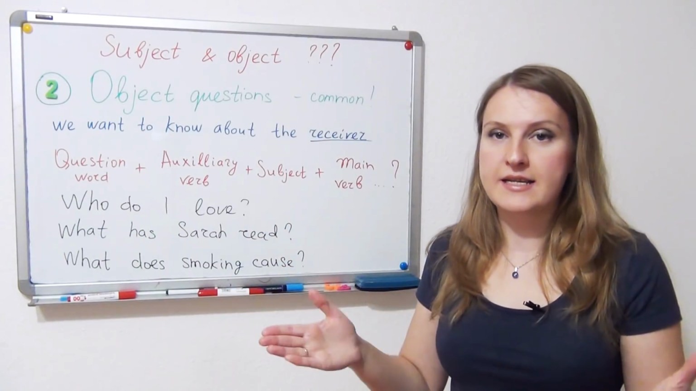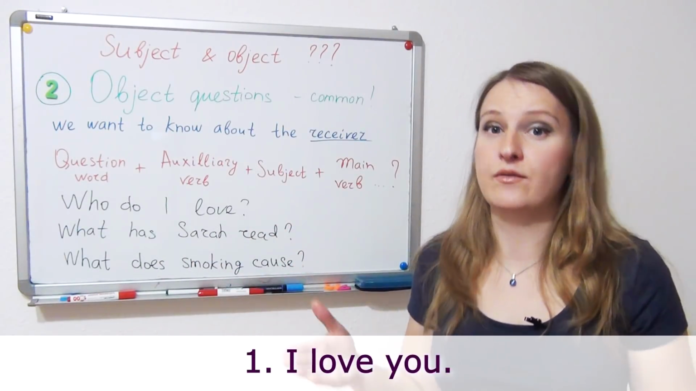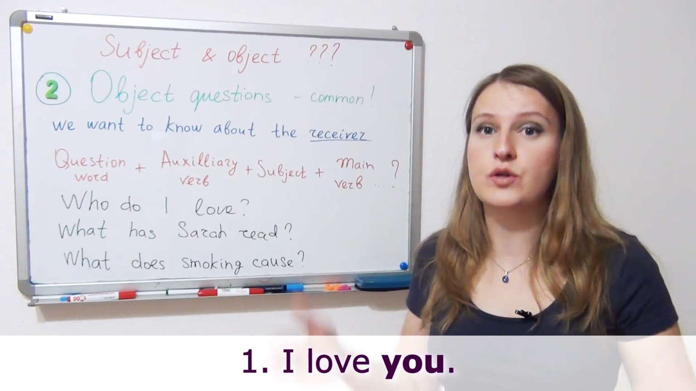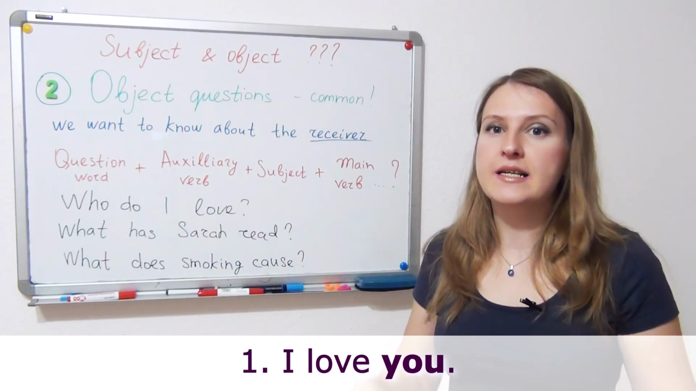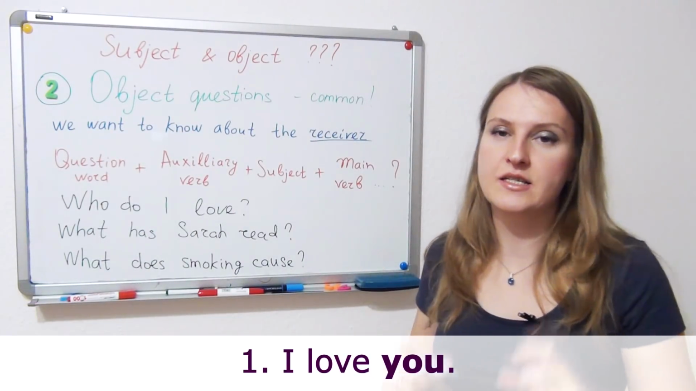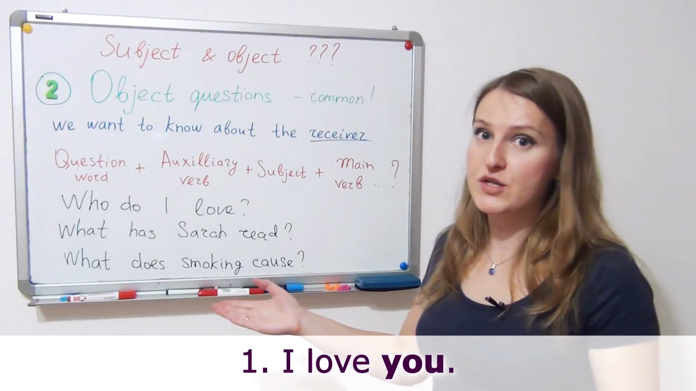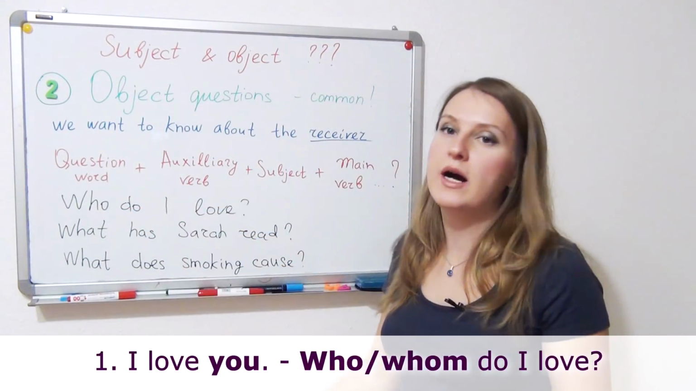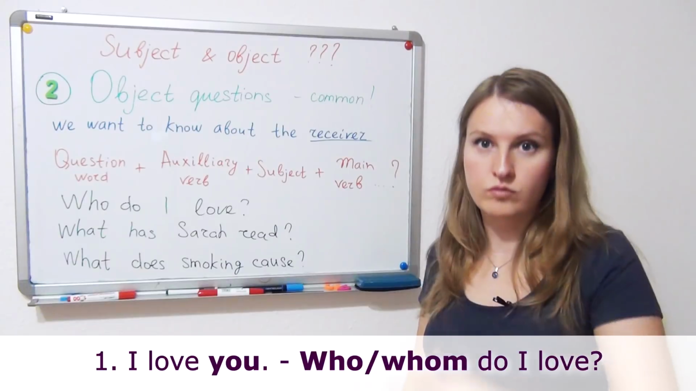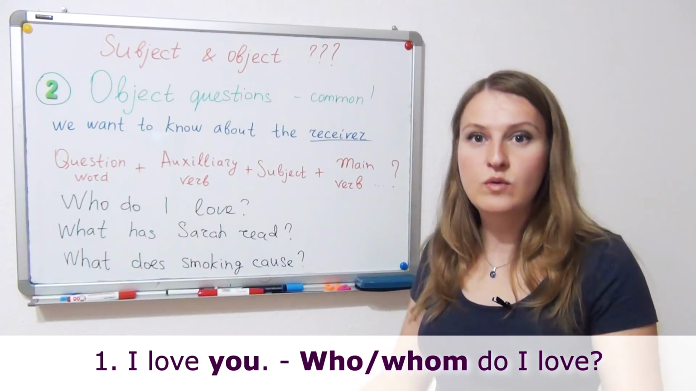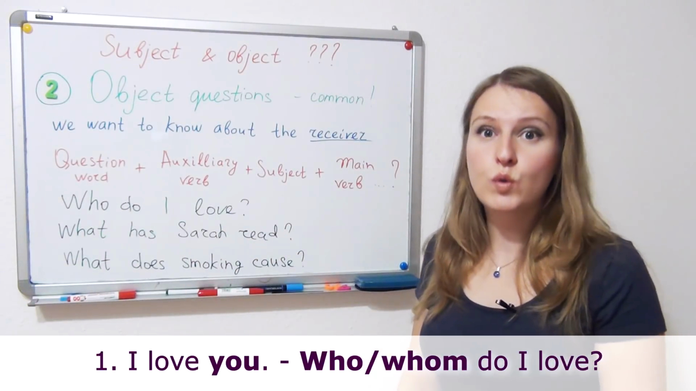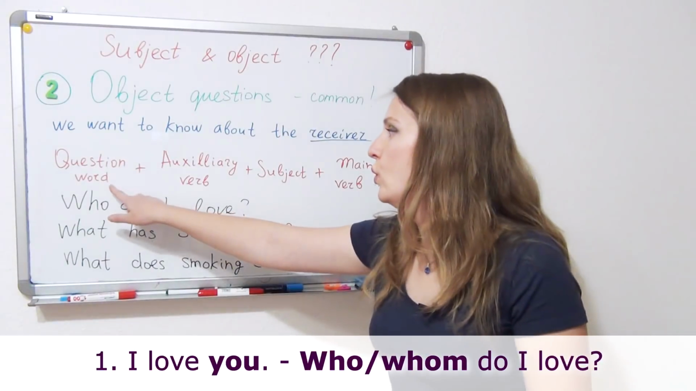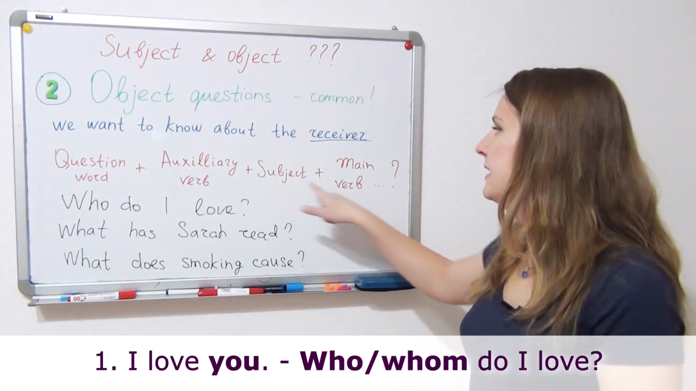The first sentence we had was I love you. The object was you, so we need to ask about this part of the sentence, you. So the question would be, who do I love? The answer should be you, and this is the question. Who do I love?